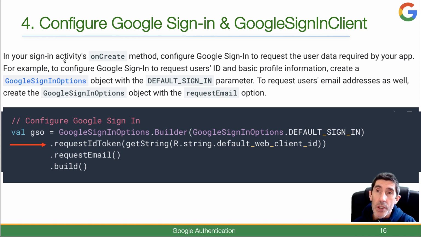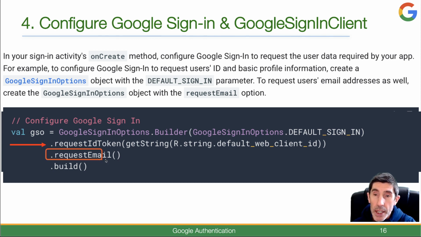So the final thing is you would configure your Google sign-in and this new object here, this Google sign-in client. This is how we get access to the Google information that we want to then use within our app. Just to read through it for you: in your sign-in activity's onCreate method, configure Google sign-in to request the user data required by your app. For example, to configure Google sign-in to request the user's ID and basic profile information, create a GoogleSignInOptions object with the DEFAULT_SIGN_IN parameter. To request users' email addresses as well, create the GoogleSignInOptions object with the requestEmail option. So that's what we're doing down here.